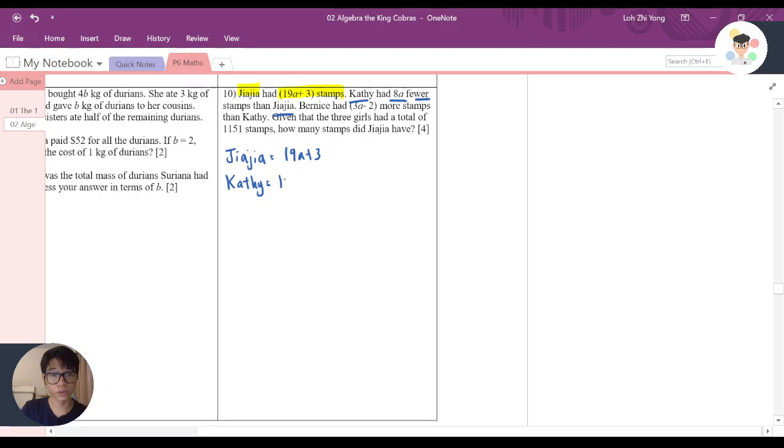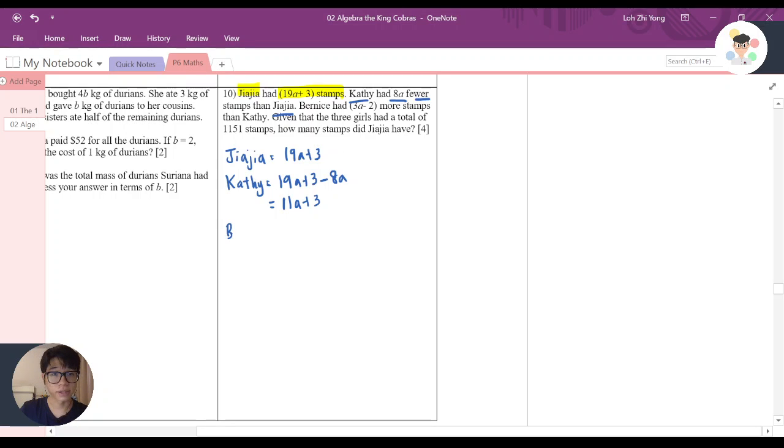So what I need to do is 19A plus 3. Then I need to minus 8A. Why minus? Because I have fewer, right? So now, the same thing here. 19A I can't add with 3, but I know I can minus with 8A. So 19A minus 8A, I know is 11A plus 3. Okay, and let's move on.